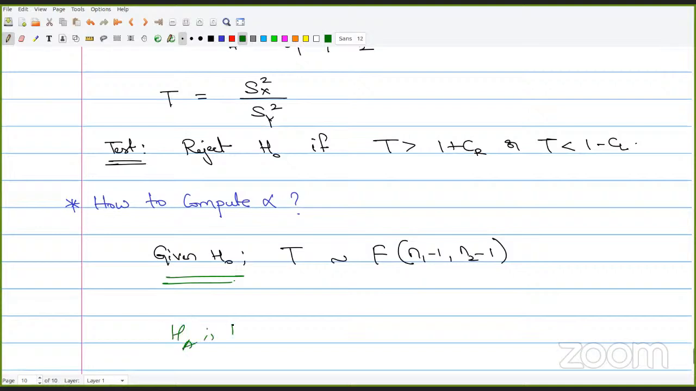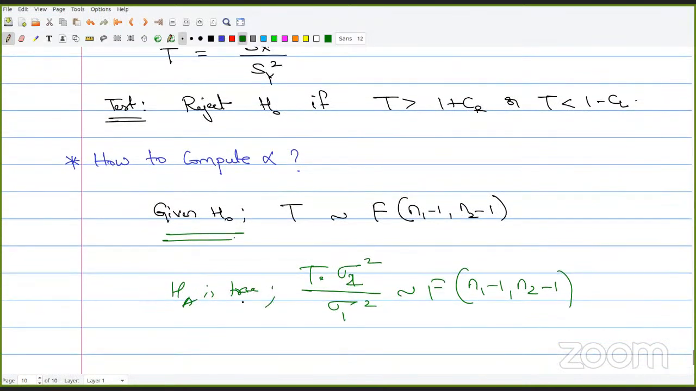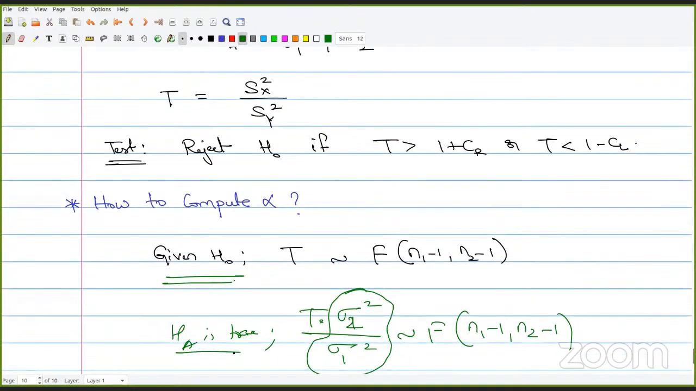If ha is true, then t times sigma 2 square by sigma 1 square follows the f distribution. This is what you have to understand. If ha is true, you should multiply by sigma 2 square by sigma 1 square, because sigma 1 is not equal to sigma 2 when ha is true.